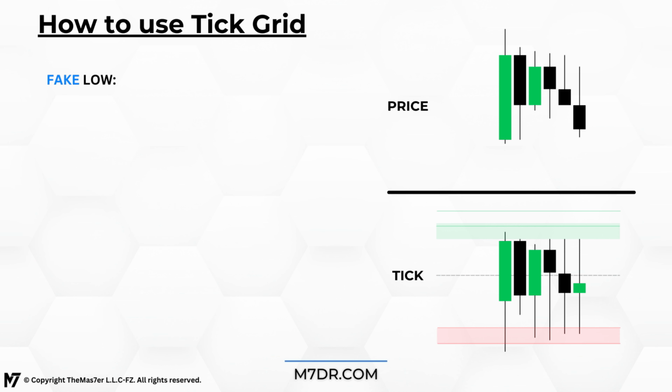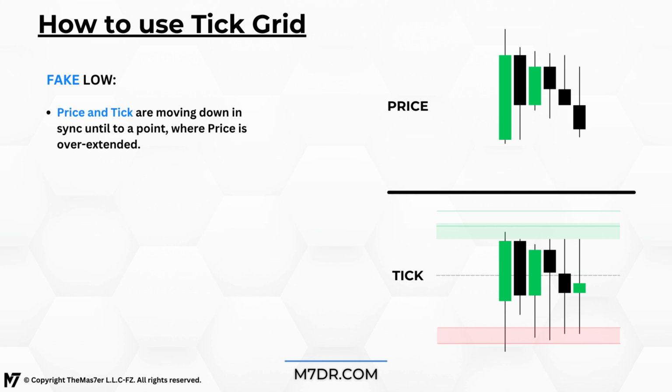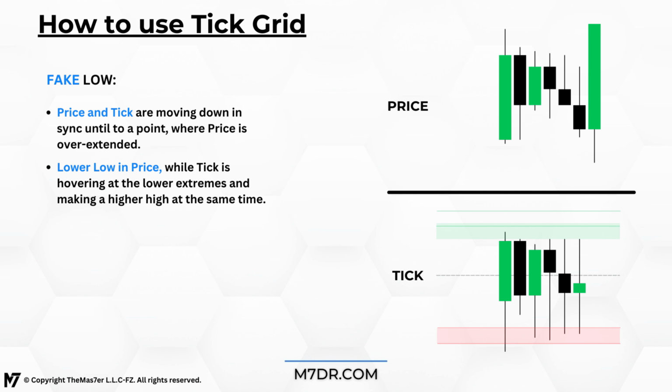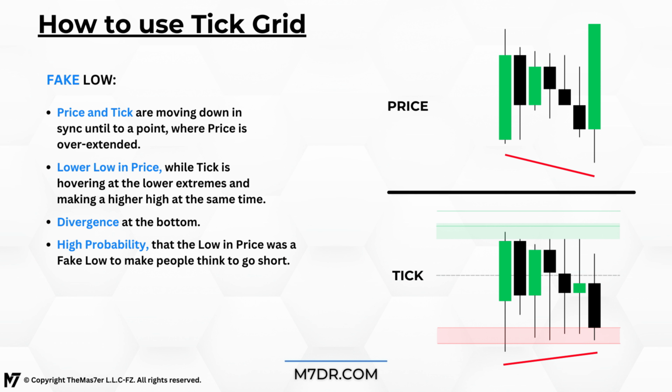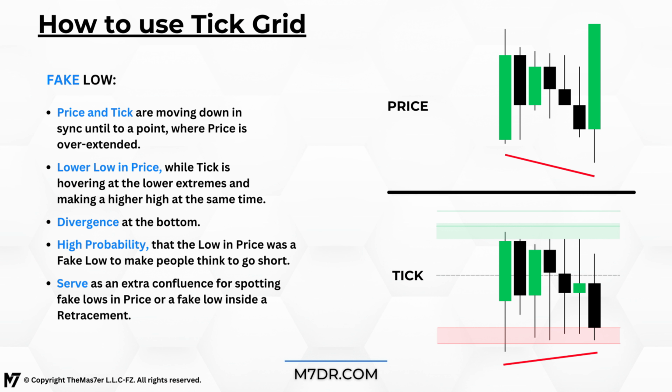A fake low. First of all, you see a fine movement of the algo, where it's pricing down in sync with the tick until a certain point, where it is overextended to the downside. We get a lower low in price while we are hovering at the lower extremes of the tick grid and making a higher high in the tick grid at the same time. That's a divergence at the bottom where we know with a high probability that the last low in price was a fake low to make people think to go short. It can be used to spot fake lows in price or a fake low inside a retracement.